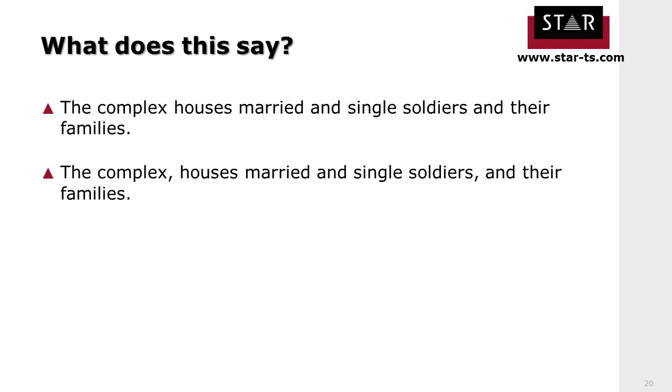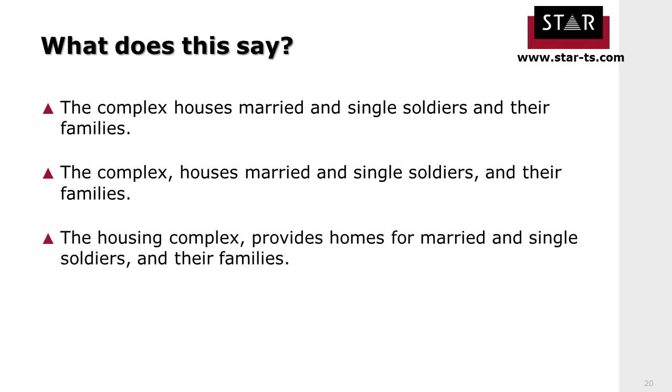So there's nothing wrong with the actual sentence. It's just that the commas are in the wrong place, right? Or there are no commas. So this will be much easier to understand and to translate. But it's still quite complicated. So why couldn't they say something like this? The housing complex provides homes for married and single soldiers and their families. Again, a bit clearer and a bit easier to understand.